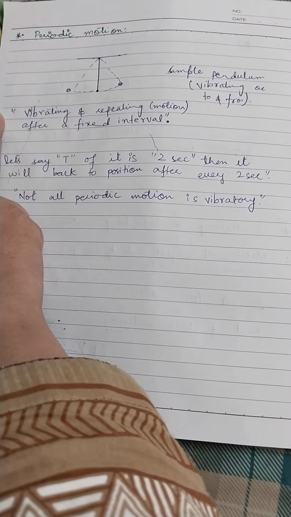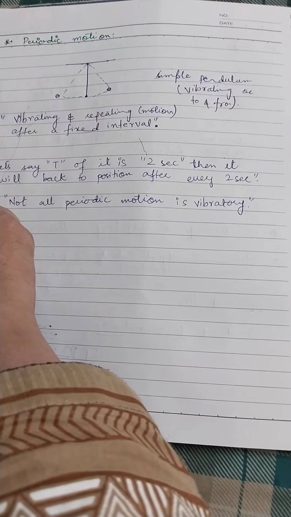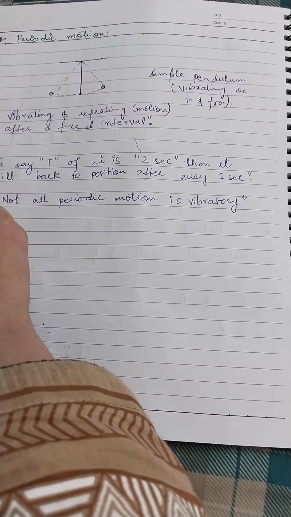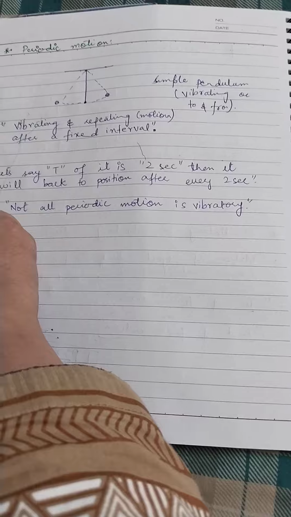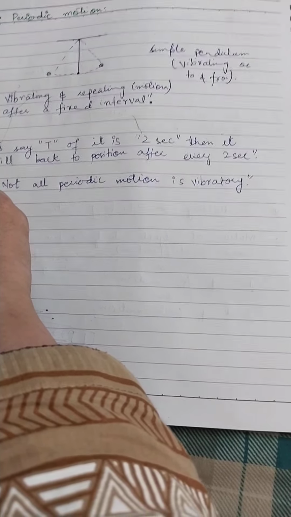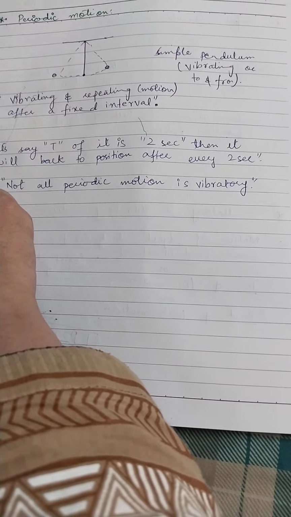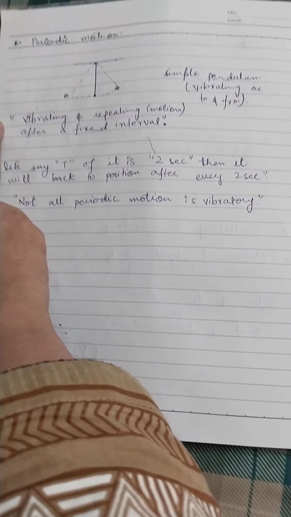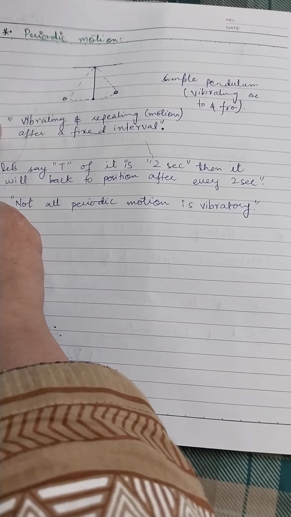Let's take the example of the motion of the earth. It completes its cycle or repeats its motion after 365 days. So it is called periodic motion, as it has a fixed interval of 365 days, but it is not vibrating. That motion comes under circular motion. So that means not all periodic motion is vibratory motion. Keep in mind.